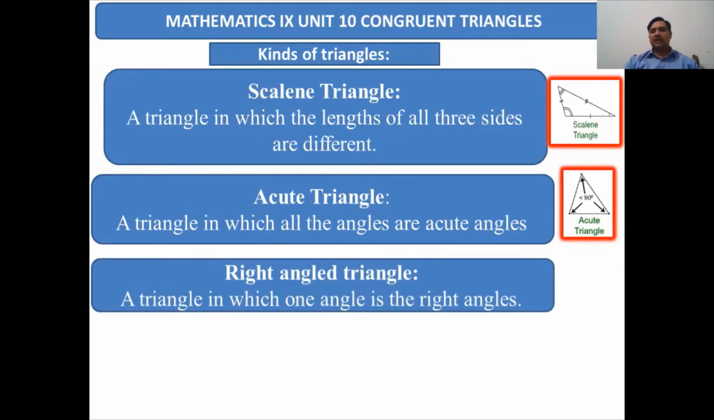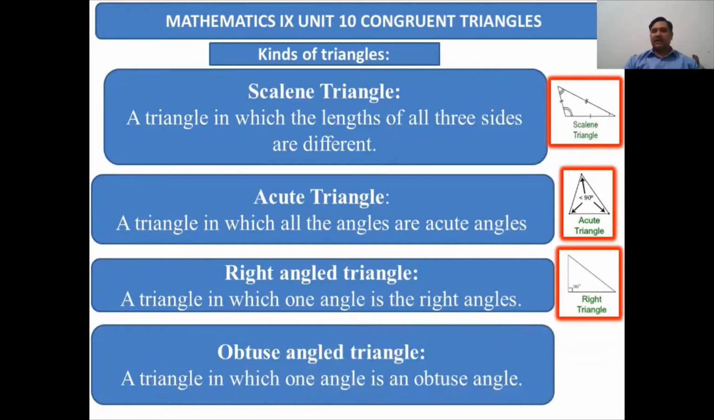Right angle triangle, a triangle in which one angle is the right angle. That triangle is known as a right triangle. So this is a right angle triangle. This angle is 90 degrees.